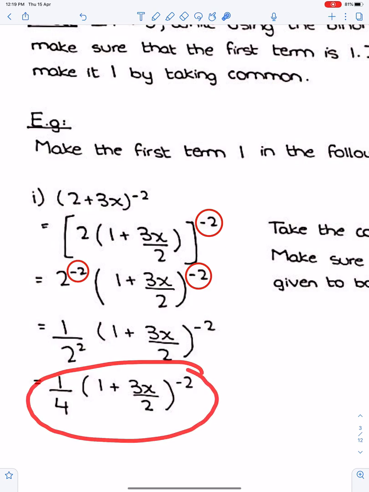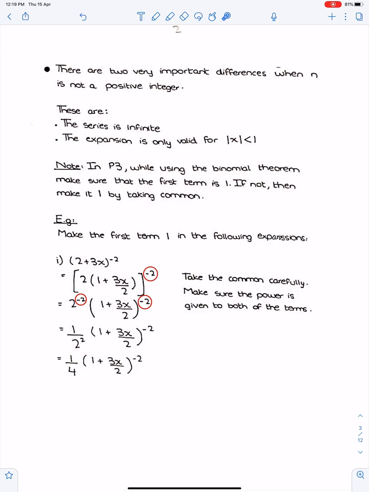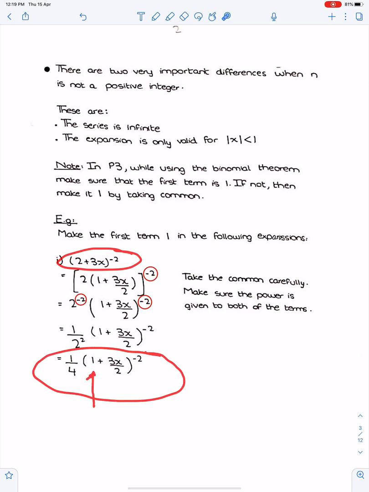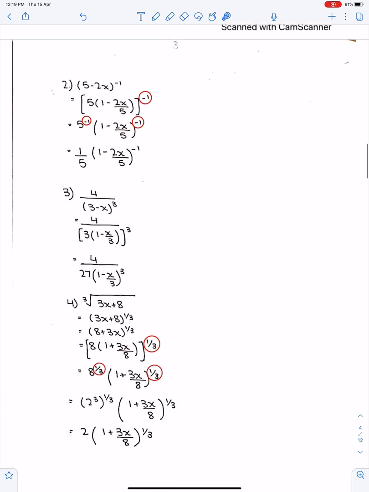Now you will need to expand this expansion. You won't expand the whole thing in P3. You will expand this expansion because in P3, the first term of the expansion must be 1. And this is the way to make the first term 1. Another example.